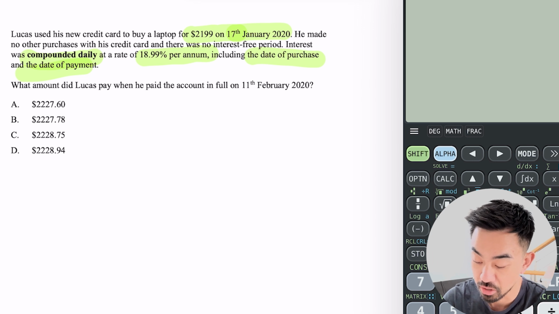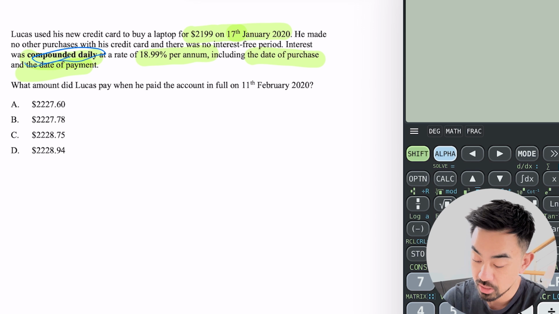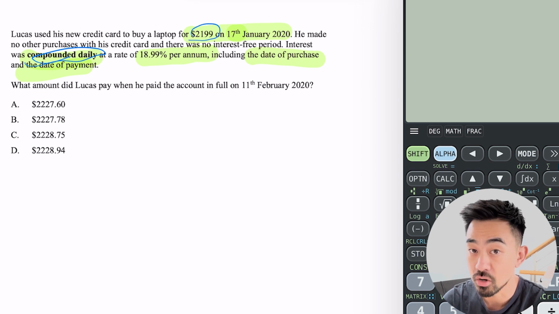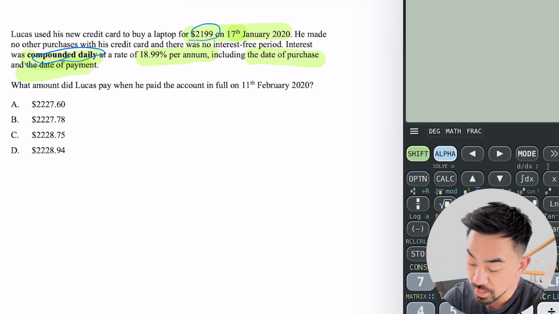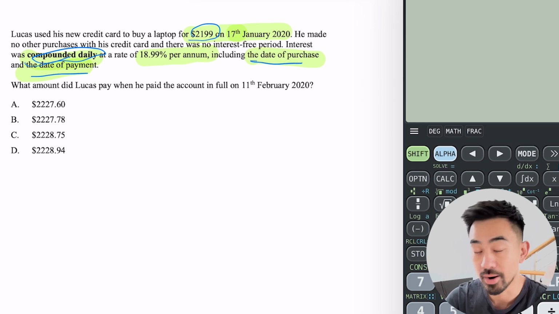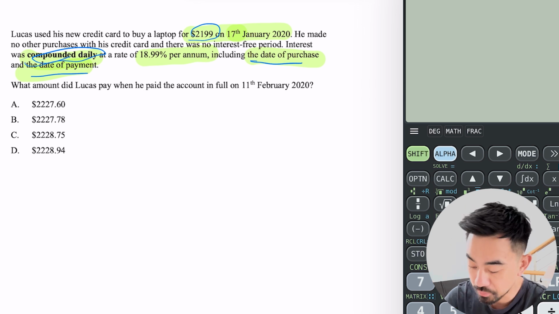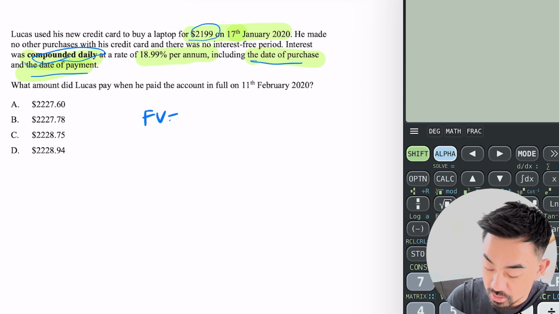Okay, so a few things to note here. First of all, compounded daily. So I know I'm using compound interest. Second is there's only this one purchase and no other payment made. And then finally, the day of purchase and the day of payment is included. So you got to include, right, the day he buys it and also the day he is paying everything back. So compound interest is this formula here.